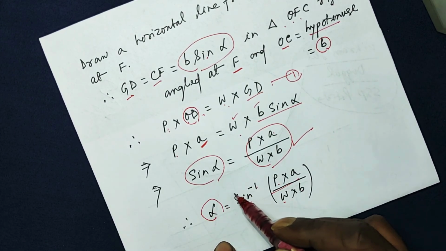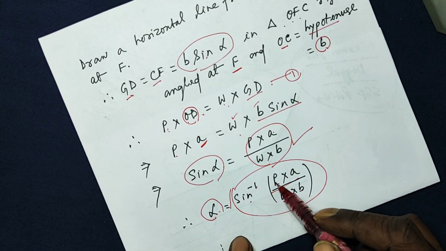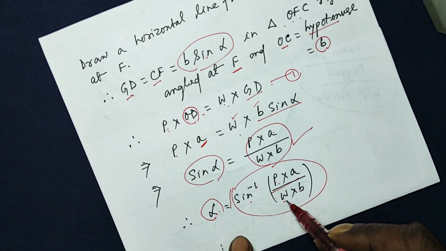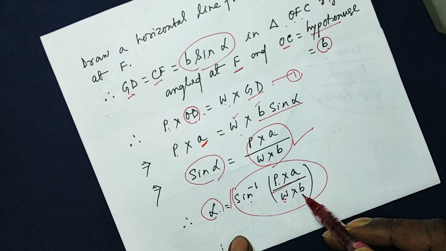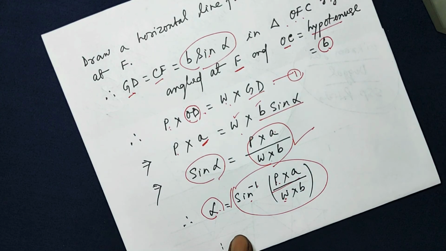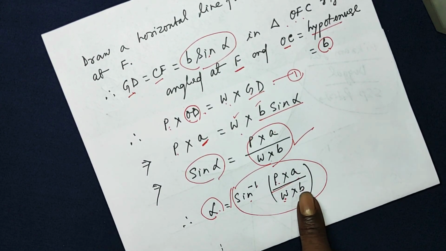So for this value of alpha, given in terms of the applied force P, the radius a and the weight W, and the distance b of the center of gravity from the point O, under this condition the rocker is in equilibrium.